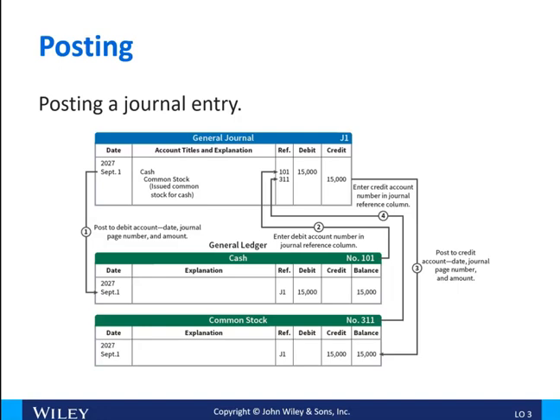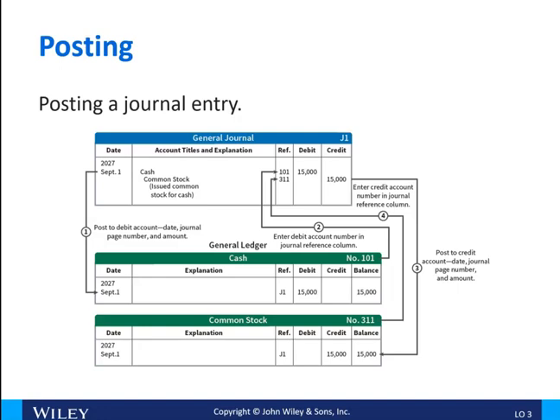Okay, back to accounting and posting journal entries. So we have this example where we issued stock for $15,000 cash. We learned how to journalize that. So that's that blue box up at the top. Now we're going to post that to the ledger.